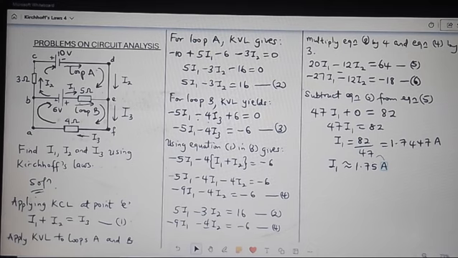So having obtained the value of I1, we can proceed to obtain the value of I2 and I3 using the equations that we derived initially. So let us recall equation 2. This is equation 2. Since we have gotten the value of I1, we can substitute into equation 2 or any other equation to get the value of I2. So recall equation 2.